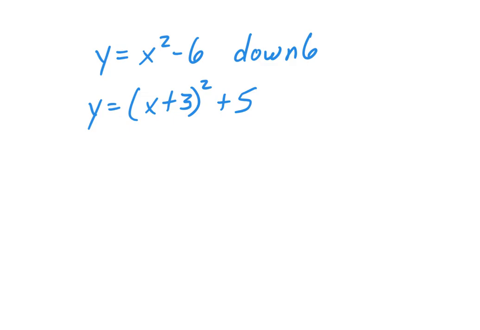Here, this is a combination. This has both movements in it. This one is connected to the x because it's inside the function. This one's at the end. Okay, so here there are two things happening. The plus 3, this is the one that we're talking about, is going to be the opposite. So plus 3 is going to move this to the left 3, and then the 5 at the end is going to move it up 5.